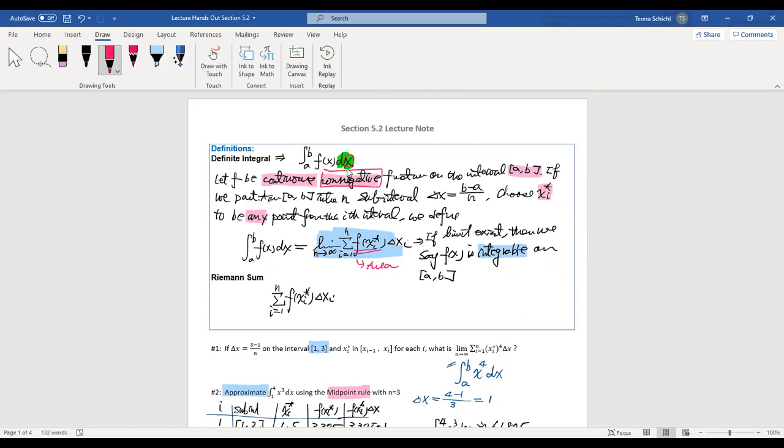Okay, that's it. And now, for the next lecture, we can talk about one of the most important theorems. We call this the fundamental theorem of calculus. Okay, now let's take a break, and we'll come back for our next lecture note here.